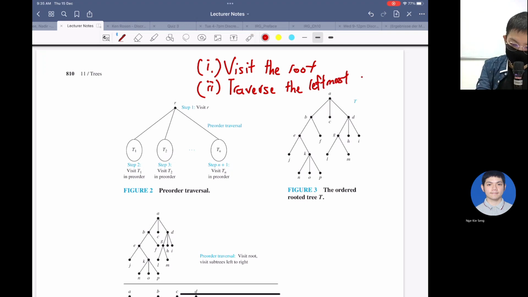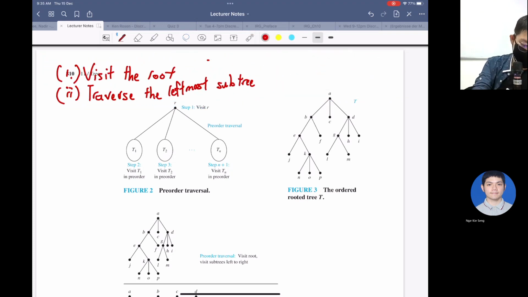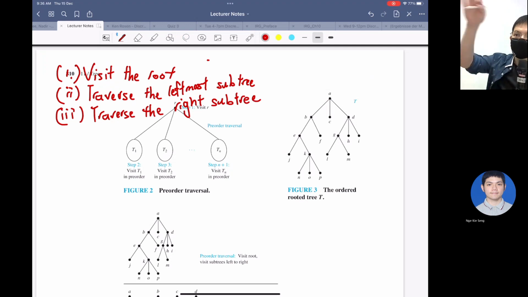Leftmost subtree. And then 3, what do you do? Traverse, not rightmost, all the right one. You need to traverse all the right one. Okay, right subtree. Leftmost means only one, the most to the left one. Yeah. Okay.